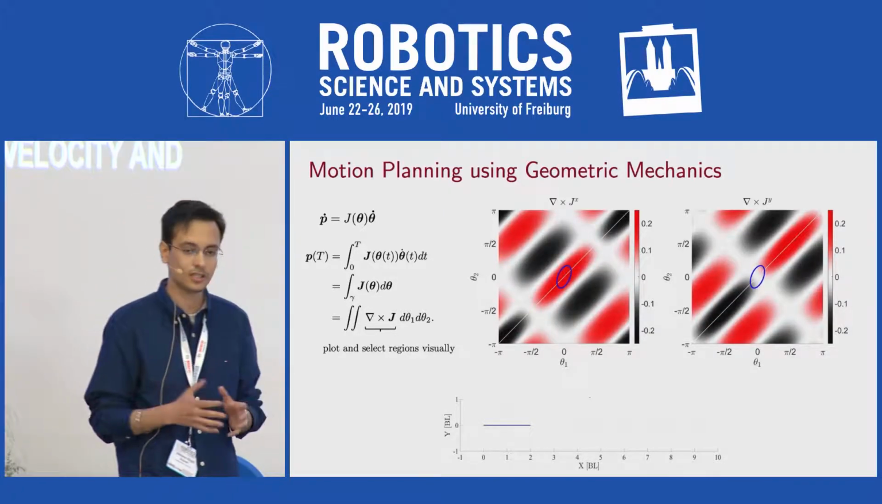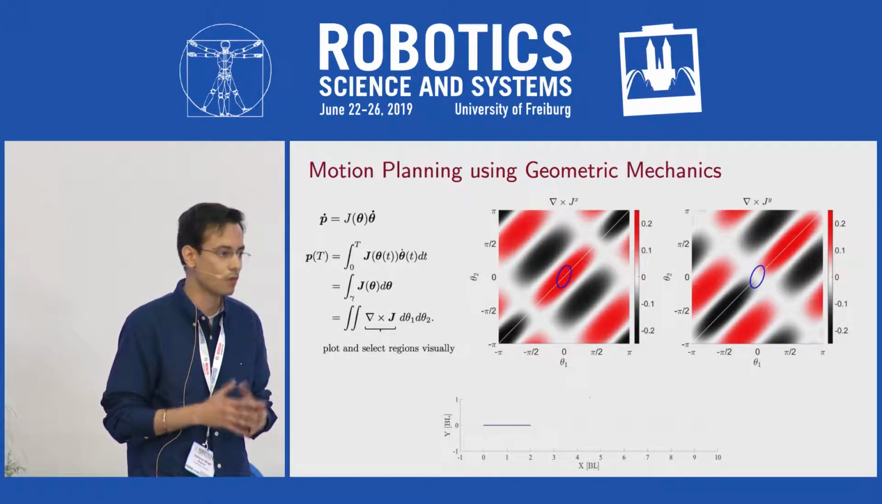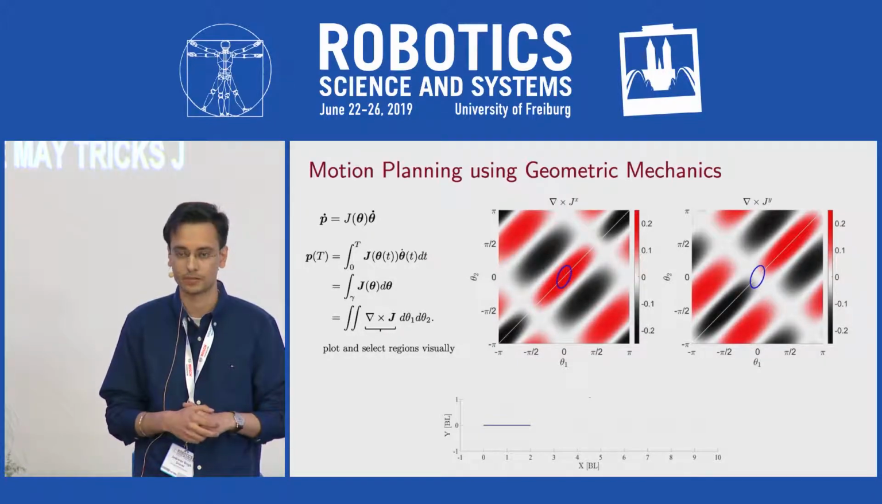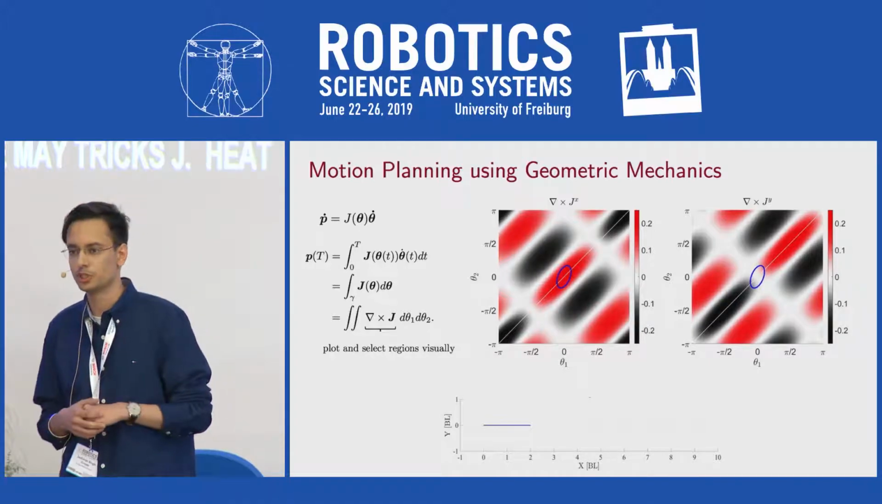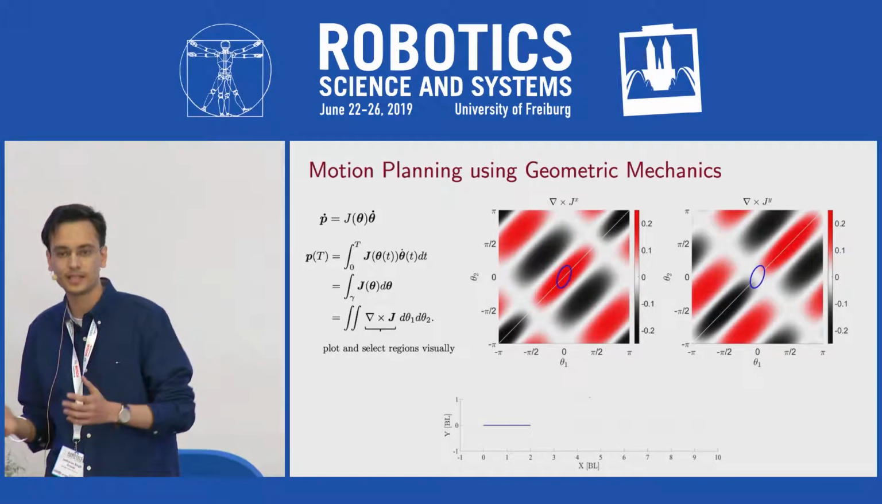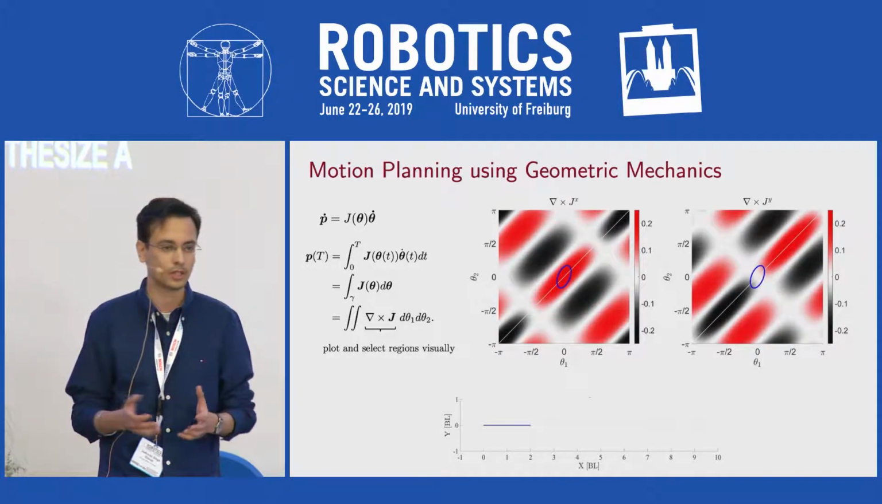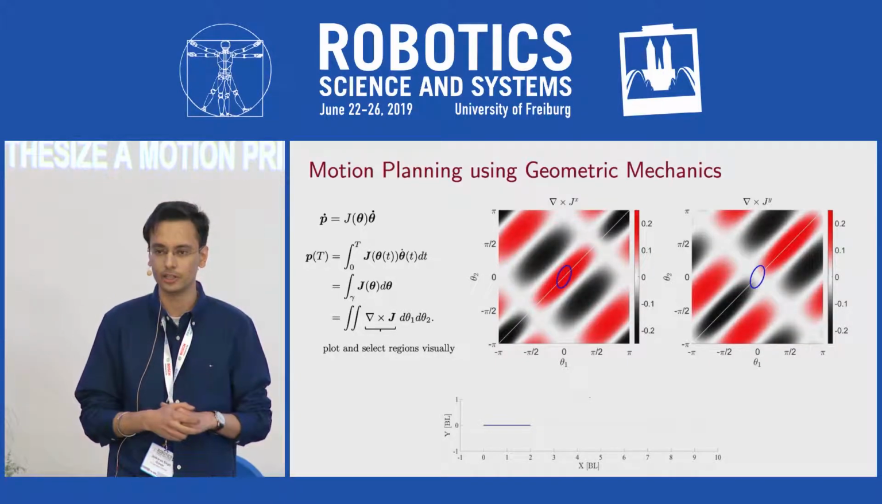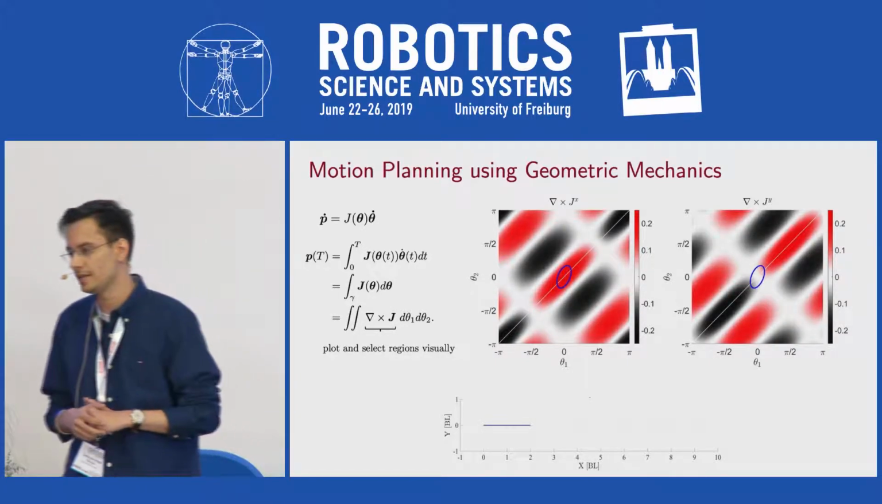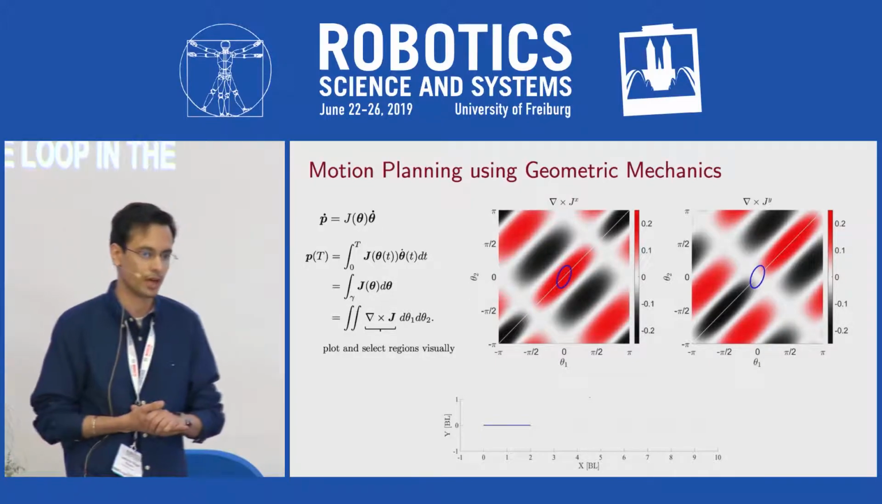We can visualize this curl in the form of a heat map over a two-dimensional θ1, θ2 space. And now let's say I want to synthesize a motion primitive that generates swimming along the x-axis of the world frame. All that I have to do is pick a loop, such as this blue loop in the figure, that covers non-zero area in the x component and zero area in the y component.